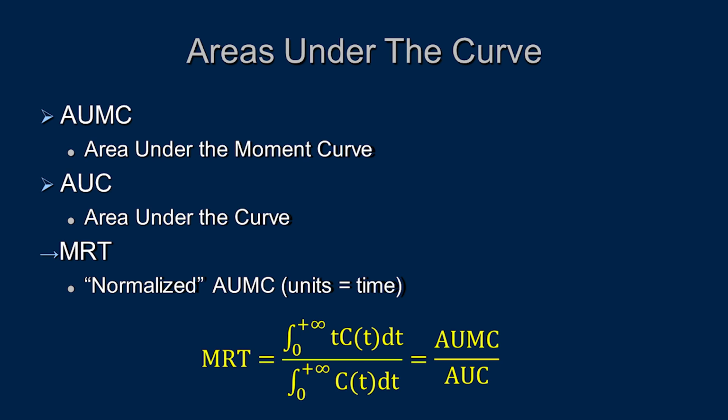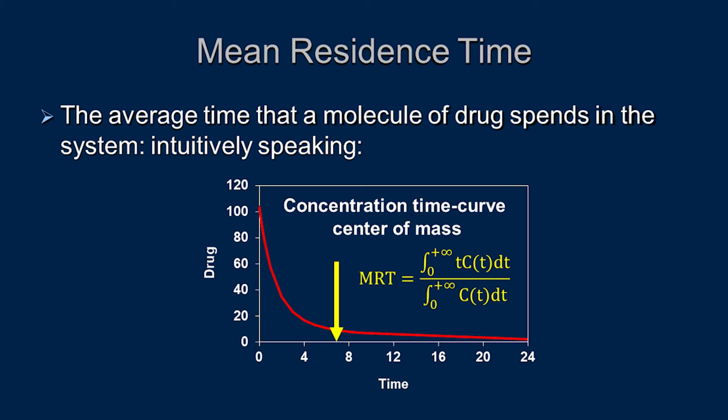And we can think of MRT, or the mean residence time, as the average time that a molecular drug spends in the system. Intuitively speaking, it's the center of mass of the concentration time curve. And so this gives you essentially a typical time that a molecular drug will be in the biological system post-administration. And this calculation that you have here on the screen may seem a little difficult, but let me tell you that modern software tools do it almost instantaneously. So that's another very useful parameter that I can estimate.